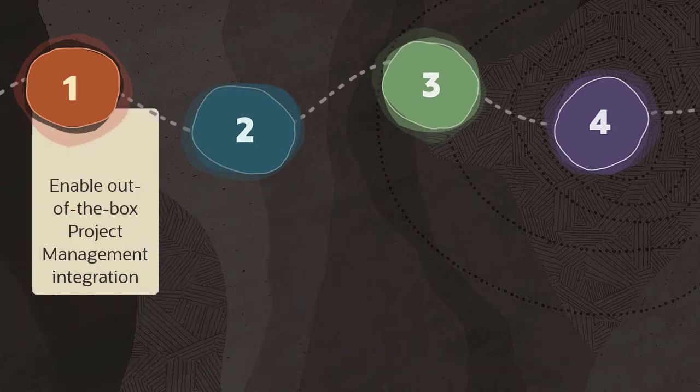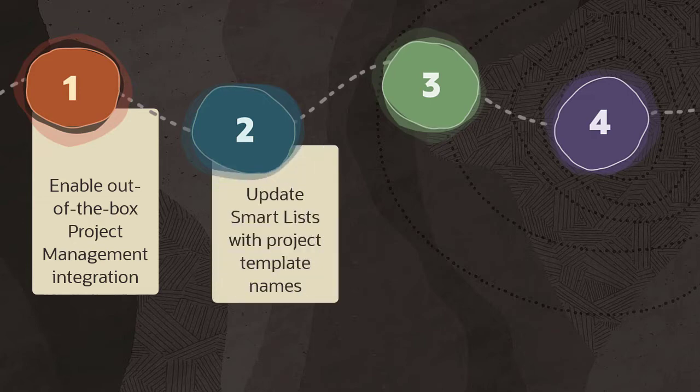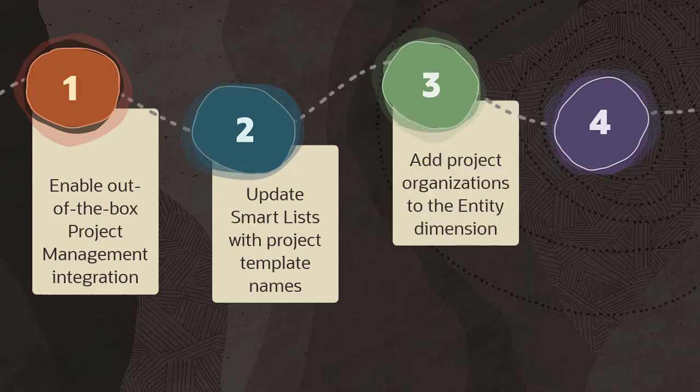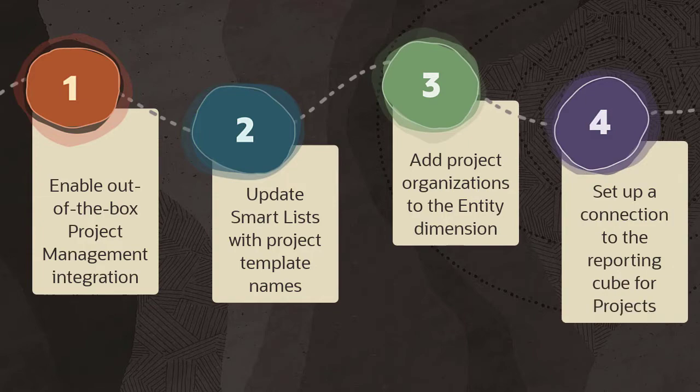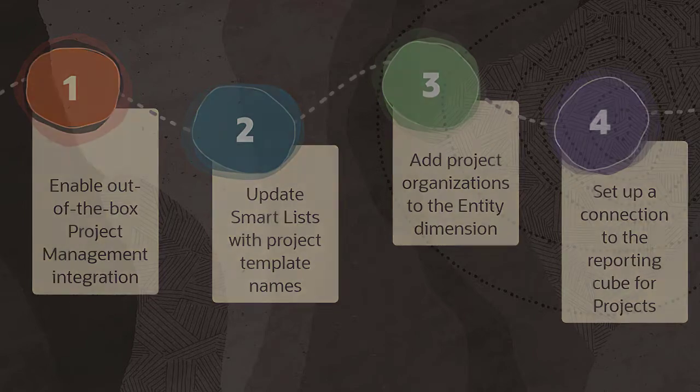First, enable the out-of-the-box Project Management integration features. Second, update Project Smart Lists with project template names. Third, add project organizations to the entity dimension. And fourth, set up a connection to the reporting cube for projects.